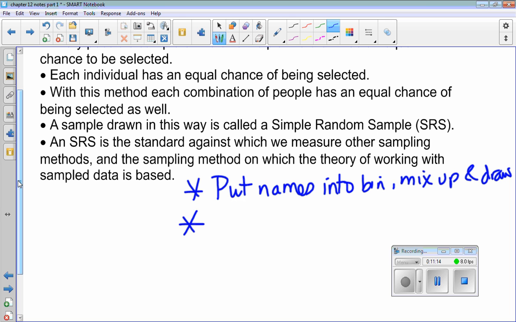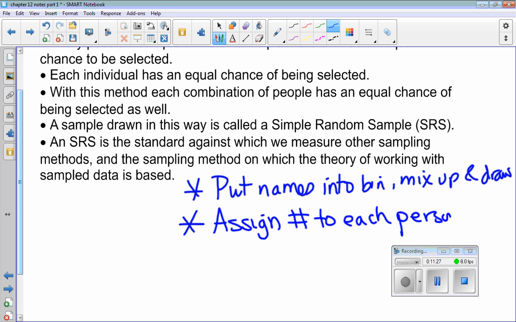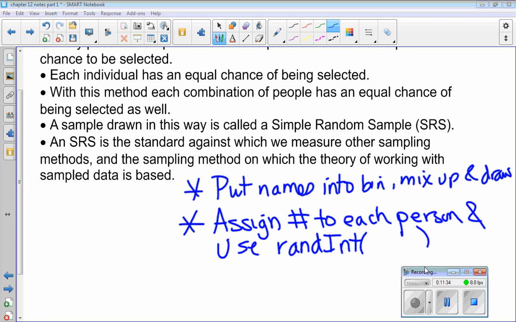Okay? So how would I describe that as a scenario here? Assign numbers to each person and use a random function to select people. Okay, so that would be an example of an SRS as well. As long as every person has an equally likely chance of being selected, we're good. Those are the two most common. Okay?